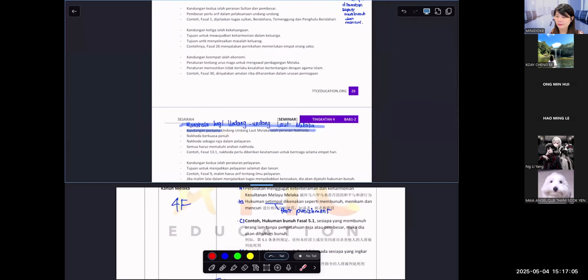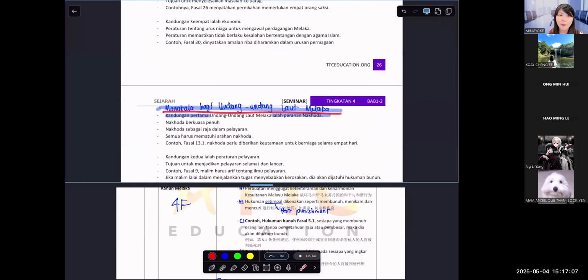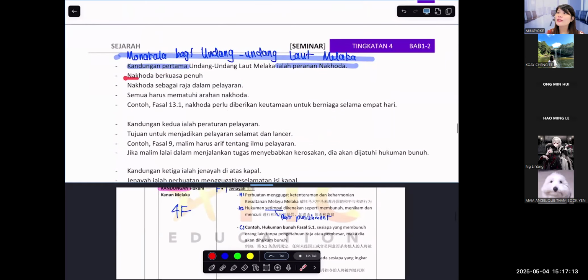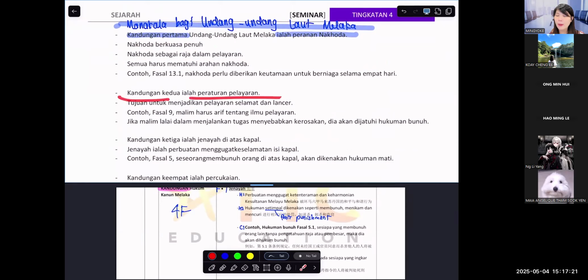So, guys, then you go to your next one. Manakala bagi Undang-Undang Laut Melaka. You see? Kandungan pertama ialah nakhoda. Seterusnya, selain itu, nakhoda berkuasa penuh. Selain itu, nakhoda sebagai raja dalam pelayaran. Kandungan kedua ialah peraturan pelayaran. Selain itu, bertujuan untuk menjadikan pelayaran selamat dan lancar. You see, they use selain itu.